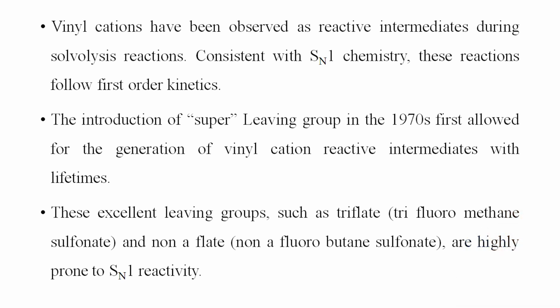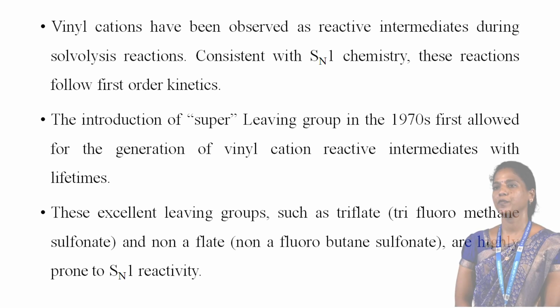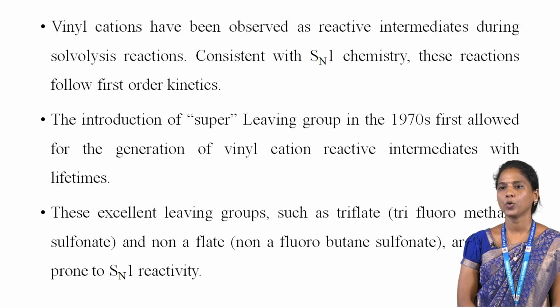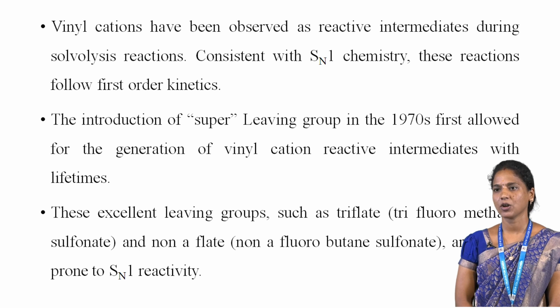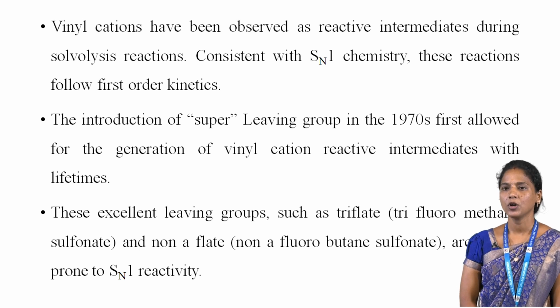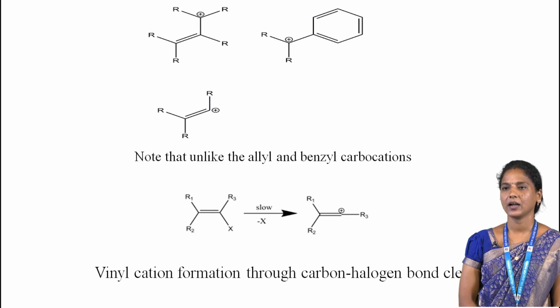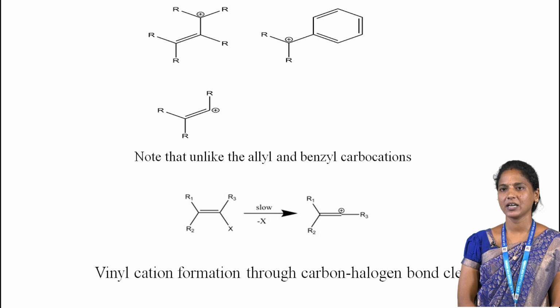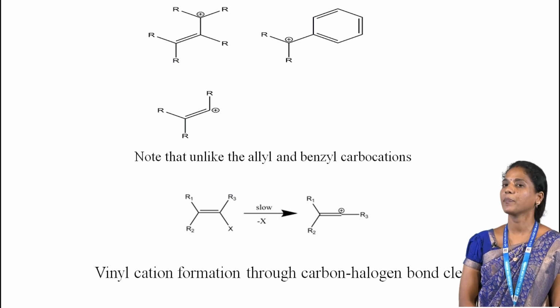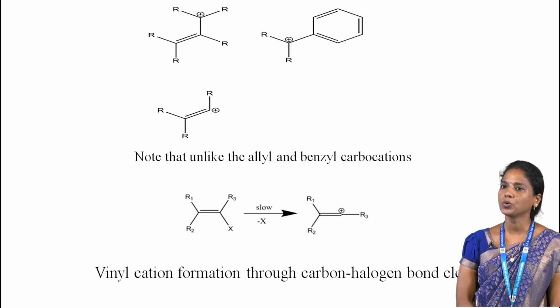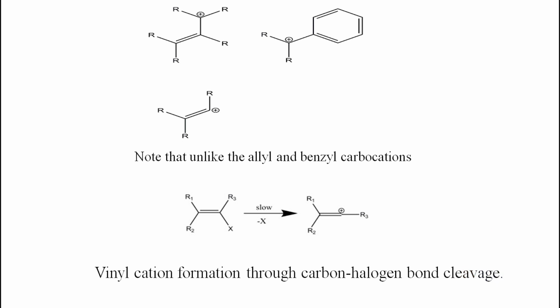trifluoromethane sulfonate and fluorobutane sulfonate are highly prone to SN1 reactivity. Utilization of these super leaving groups allowed researchers for the first time to move beyond the study of such vinyl cations. Note that unlike the allylic and benzylic carbocations, top left and right respectively, the electron deficient carbon of the vinyl carbocation, at the bottom, is double bonded. This is the structure of the vinyl cation formed through carbon-halogen bond cleavage.